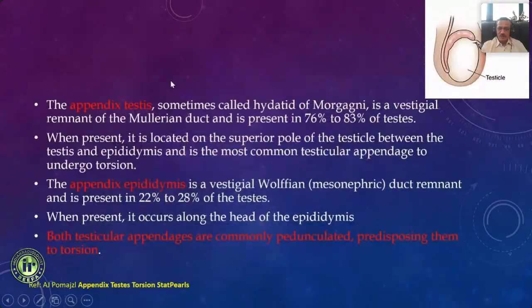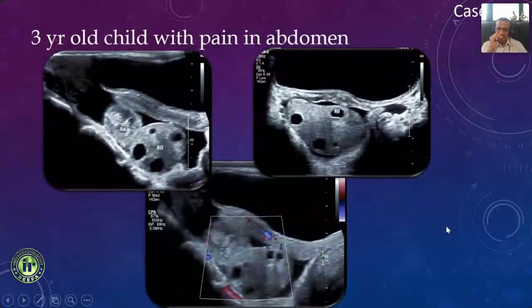And we need to remember that there are two types of appendages. One is the appendix of the testes, which is also known as the hydatid of Morgagni. And the second is the appendix of the epididymis. Both of these are pedunculated, and therefore both of them can torse. It might be very difficult to differentiate one from the other. But that's a very common thing which we see in children. Important diagnosis to make. This is, of course, a 3-year-old child. And I think Marlene covered this very well that day.